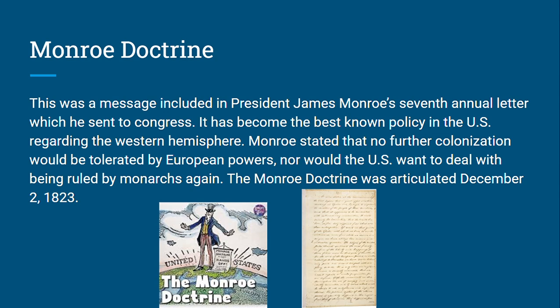The Monroe Doctrine. This was a message included in President James Monroe's 7th annual letter, which he sent to Congress. It has become the best-known policy in the U.S. regarding the Western Hemisphere. Monroe stated that no further colonization would be tolerated by European powers, nor would the U.S. want to deal with being ruled by monarchs again. The Monroe Doctrine was articulated December 2nd, 1823.